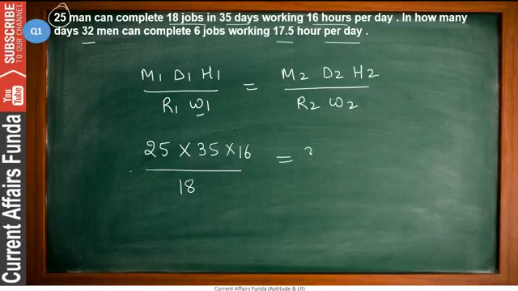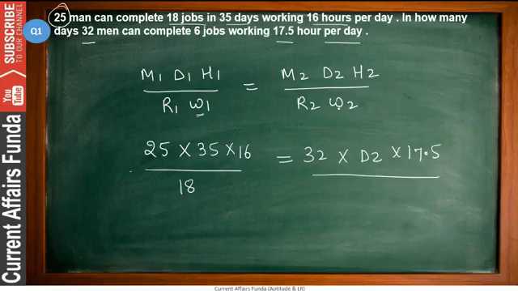For 32 men, the second part's men value will be 32, and days, you need to calculate, is d2 here. He is taking 17.5 hours per day and completing 6 jobs, so 6 will be in the division section. Friends, you can cancel out 6 three times here, and 17.5 two times.